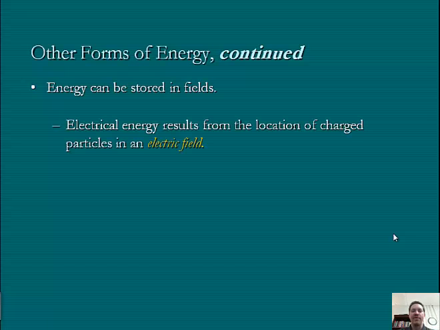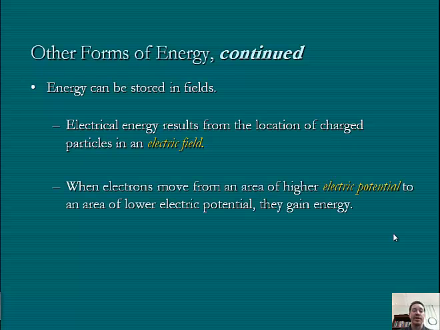Energy can be stored in fields. Electrical energy results from the location of charged particles in an electric field, and when electrons are moving from an area of higher electric potential to areas of lower electric potential, they will gain energy.